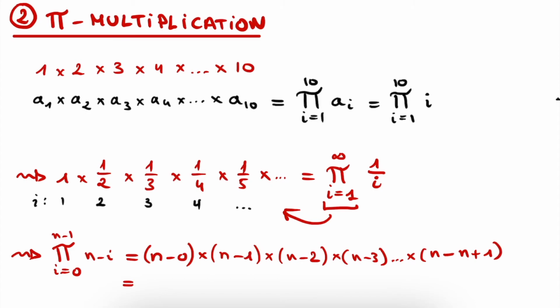Rewriting this even further, we have n minus 0 is simply n, multiplied with n minus 1, multiplied with n minus 2, all the way up to n minus n plus 1, so all the way up to 1. And we see that this multiplication can be written in an even more compact way than this pi multiplication, because we recognize this multiplication simply as n factorial.